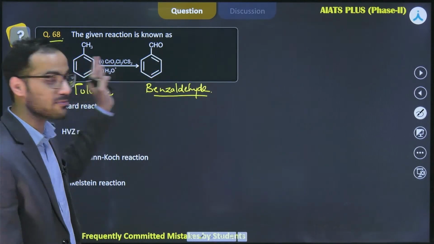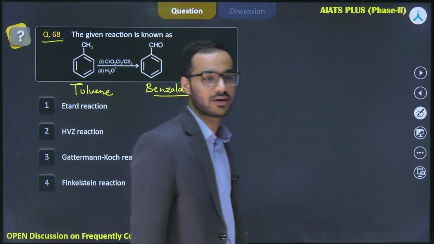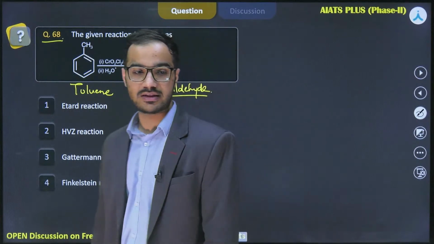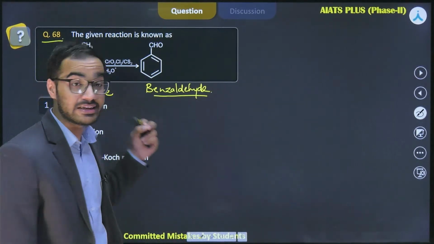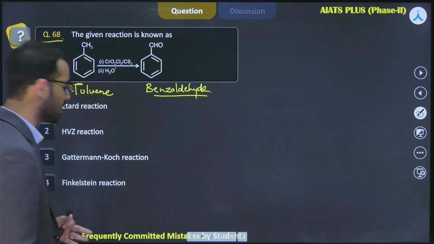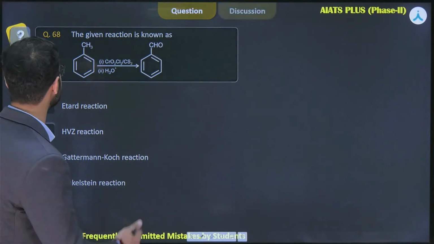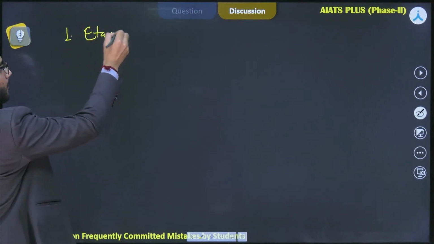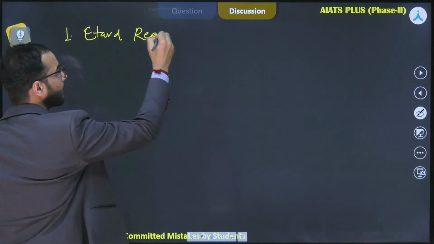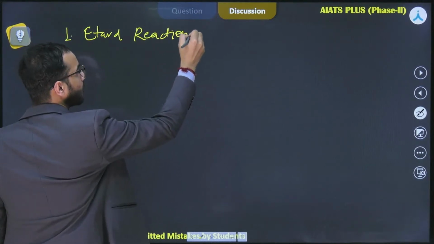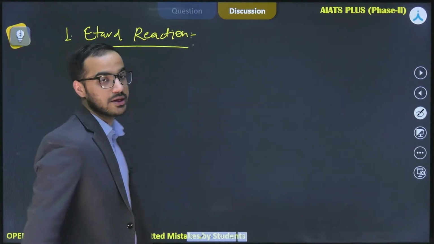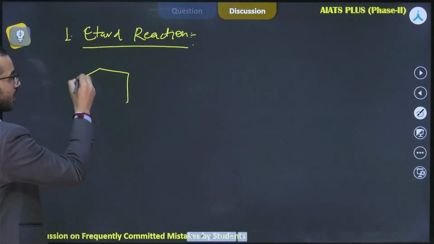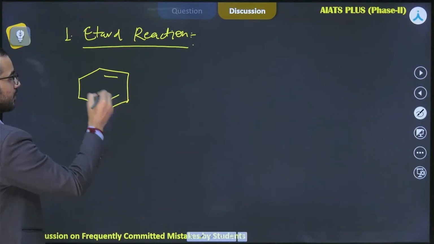So what is the name of this reaction? We have already studied it. This is simply the Etard reaction. Let us discuss the whole reaction we are dealing with. Let us discuss the first Etard reaction. In the Etard reaction, the first substrate you are dealing with is toluene.